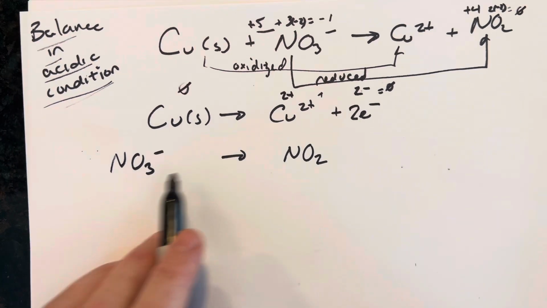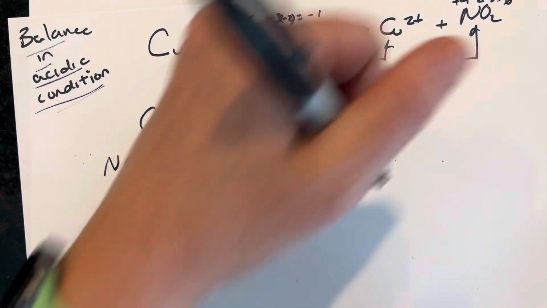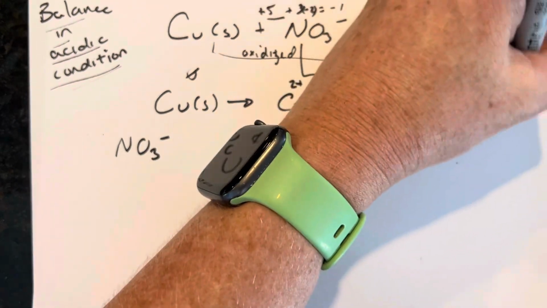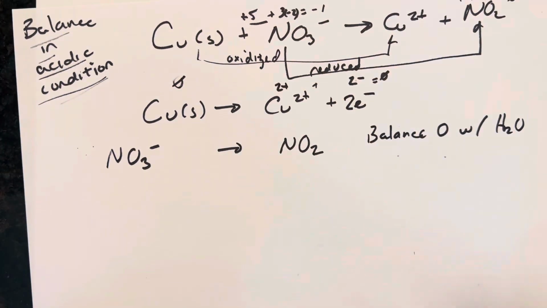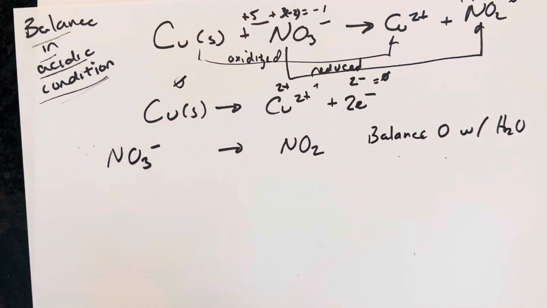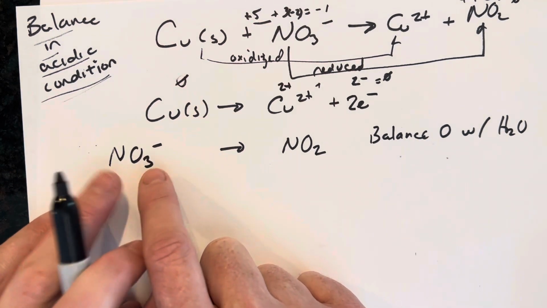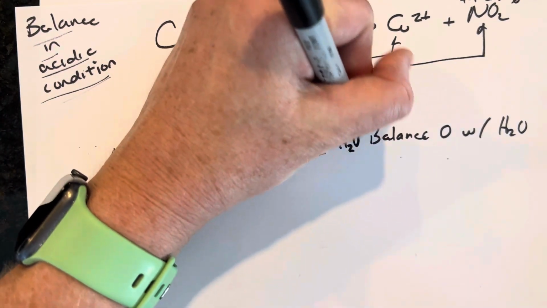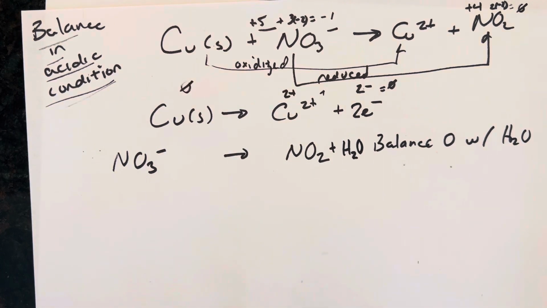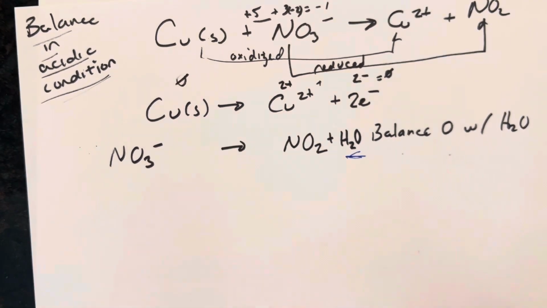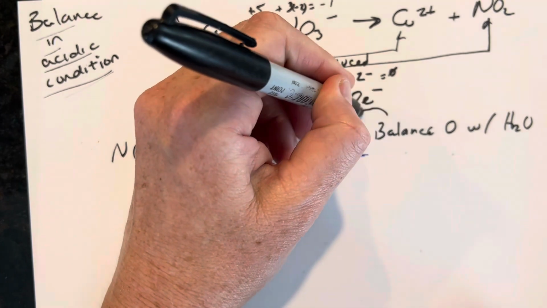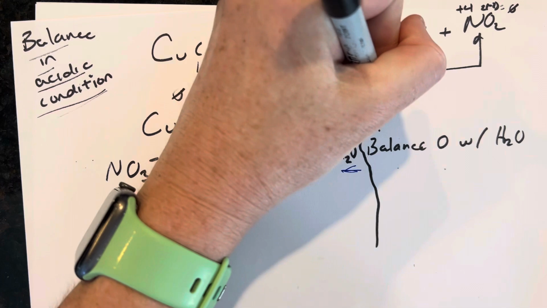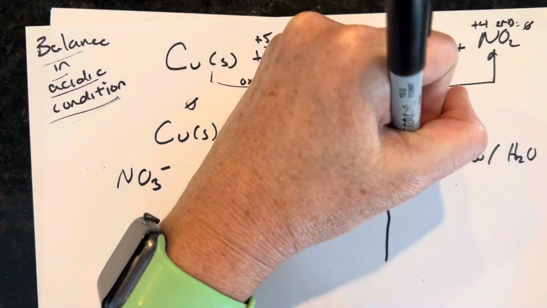All right, step number 1 is we're gonna balance the O with water. So for every oxygen that we're unbalanced, we're gonna add a water. Over here we have 3 oxygens, and over here we only have 2. So we need to add 1 more oxygen to it. So we add that H2O. Okay. So I'm gonna try to separate this. All right, so step number 1, we balance with water.